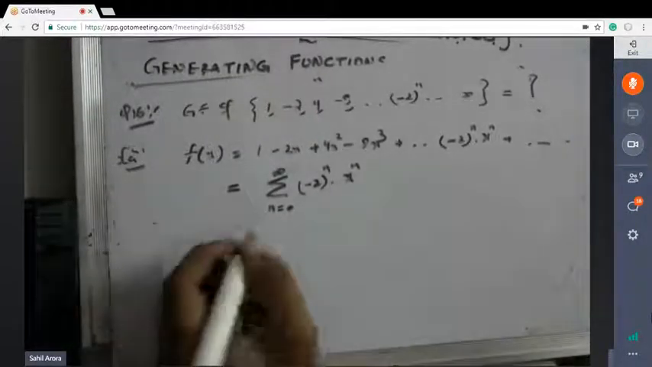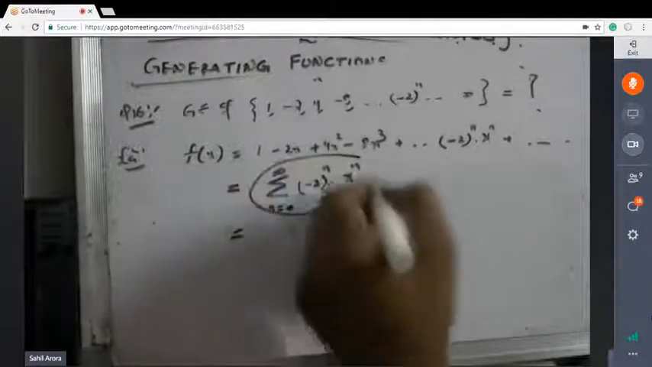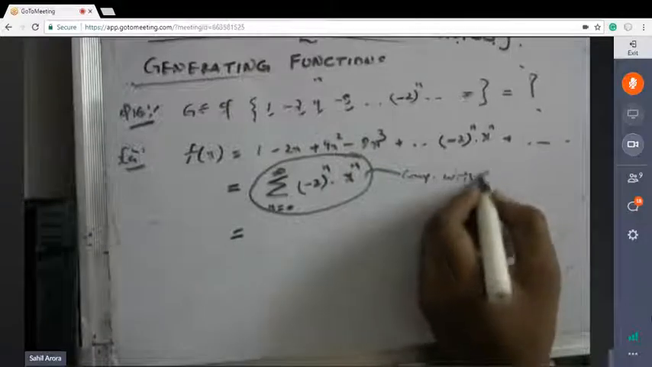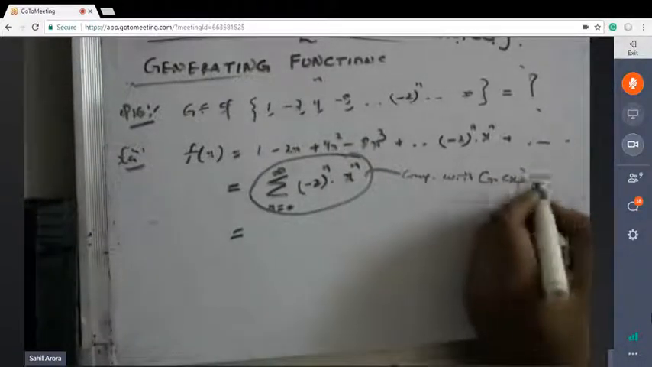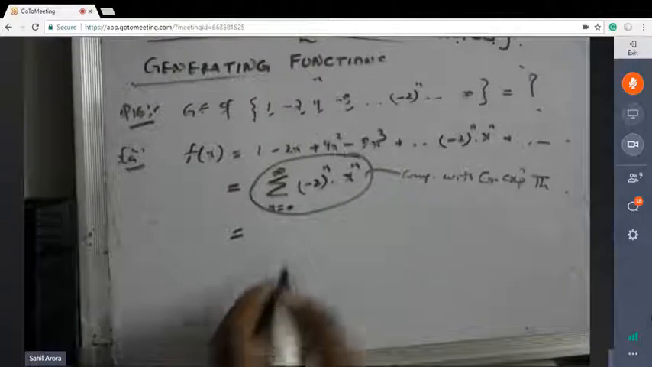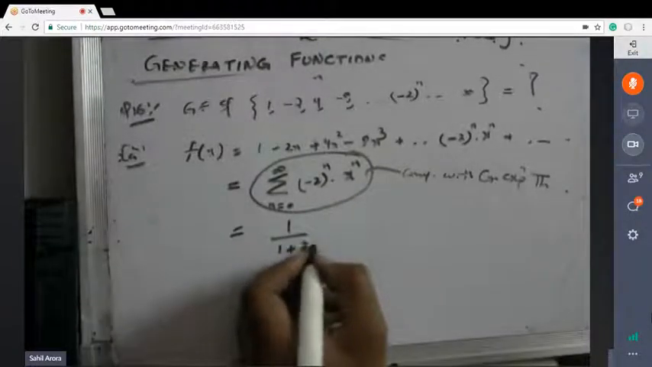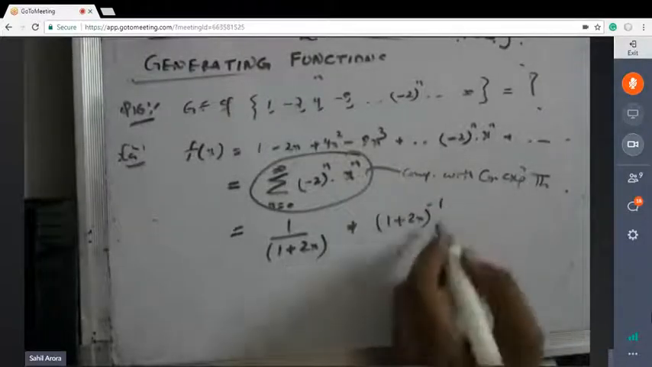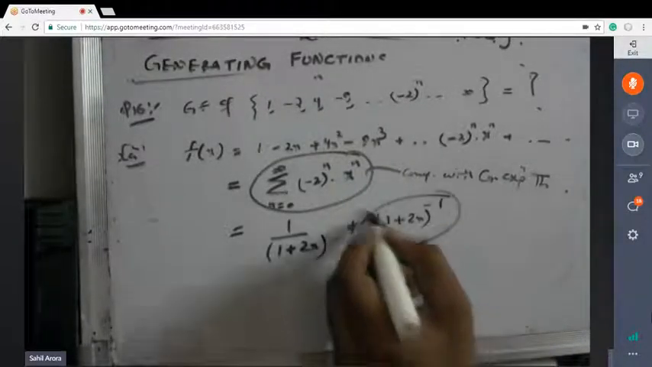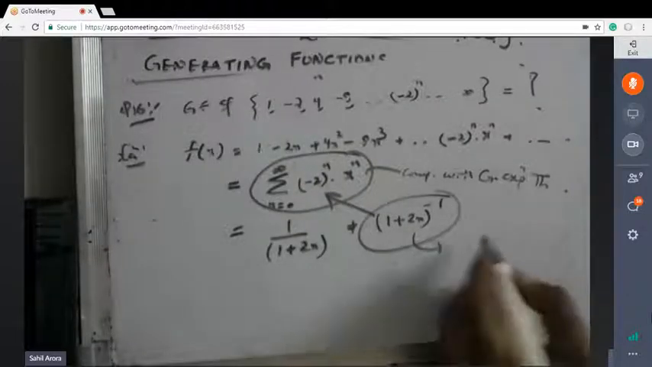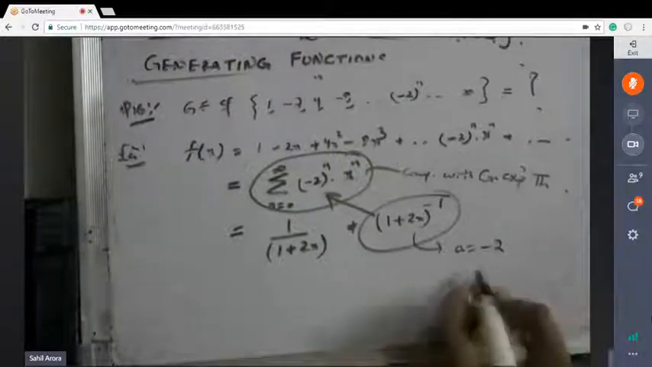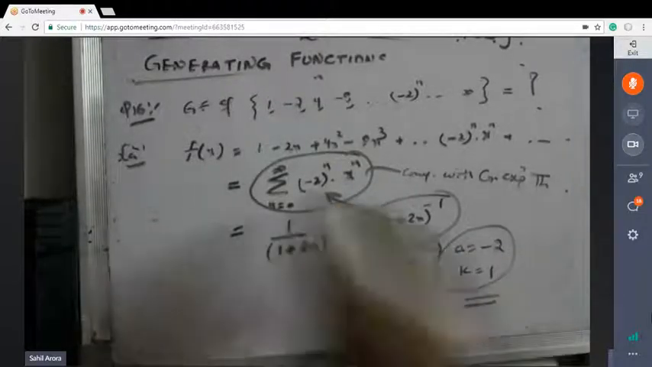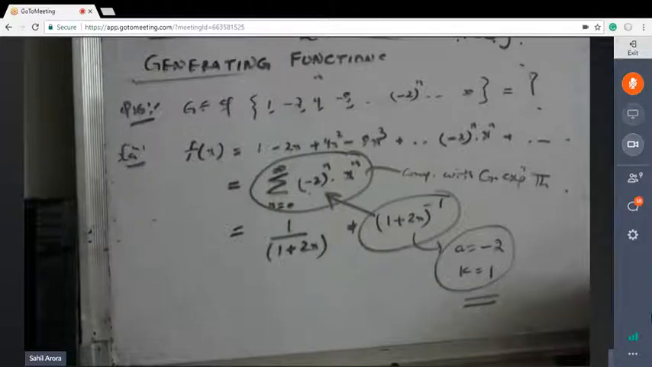Now, if we compare this whole expansion with our binomial expansion theorem, this is nothing but 1 upon 1 plus 2 into x, which is actually 1 plus 2 into x whole power minus 1. We can expand it and get the same result as this, because here a will be minus 2 and k will be 1. So this is the next question.